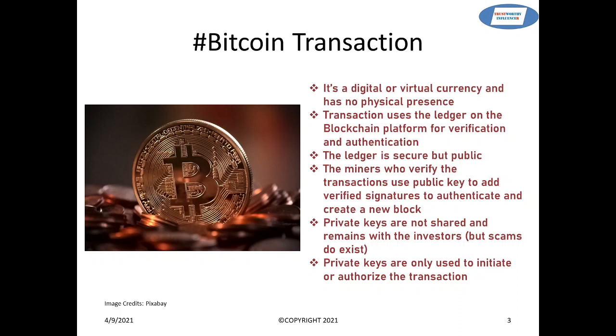They try and verify the transaction using something called a public key. And once the transaction is verified, they stamp on it. So that's a verified signature, which authenticates the transaction and creates a new block, which gets added to the entire ledger. There are actually two kinds of keys, a public key and a private key. The private keys are never shared, and they remain with the investor. But the public key is shared, and that is what is used by the miners to actually authenticate the transaction.